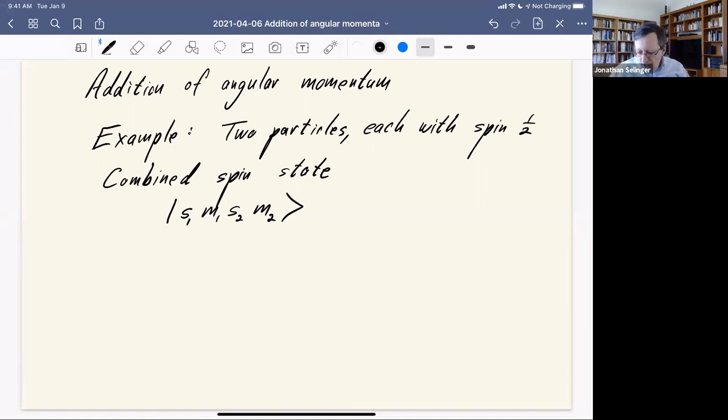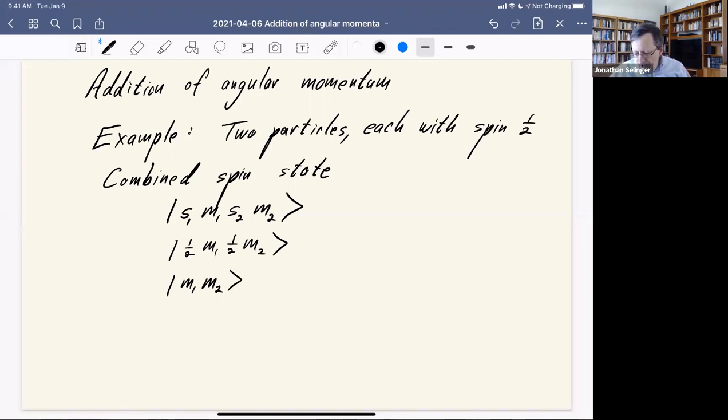For sure, this would work. Now, it's kind of a long notation to write out all this stuff. There are different ways we might shorten the notation. We know that S1 and S2 are each a half, that's the example I'm giving. So we might say a half M1, a half M2. Or we might decide we don't even need to write out the halves because I'm telling you in advance that they're both spin a half. So we could just write it as M1, M2.